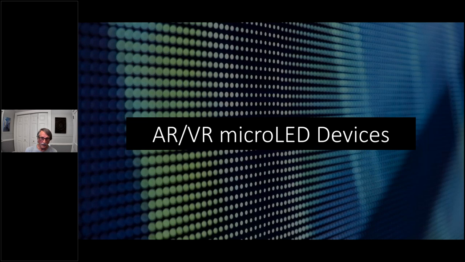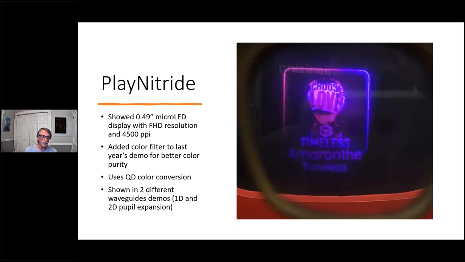Okay. So now let's talk about some of the devices that were actually shown. So Play Nitride, and again, we're kind of in this AR/VR space here right now. 0.49 inch microLED display, full HD resolution, 4,500 PPI. Clearly a micro display here. Now they did show this last year at SID. So this year they added a color filter to get a little bit better contrast, a little bit better color purity, wider color gamut. It does use a quantum dot conversion, and we'll come back to some of that in a little bit more. And they showed it with a couple of different waveguide demonstrators as well.